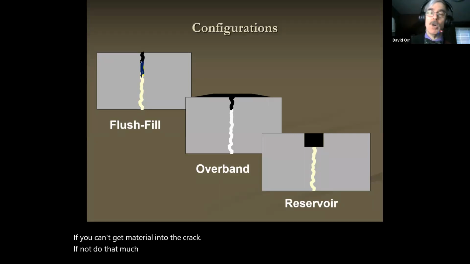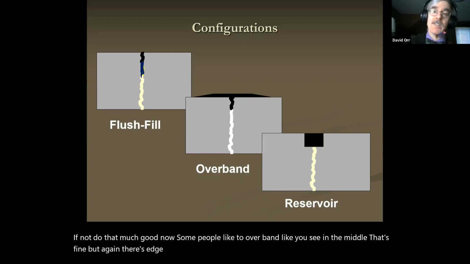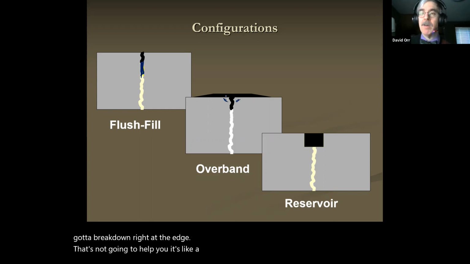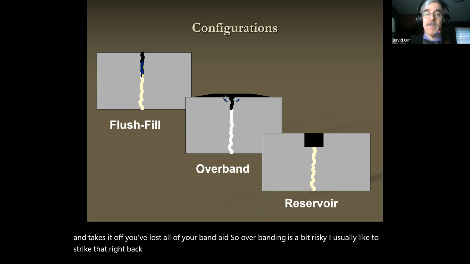Now, some people like to overband like you see in the middle. That's fine. But again, if there's edge deterioration, that's why you're overbanding, because you got a breakdown right at the edge. That's not what's going to help you. It's like a Band-Aid on a big scab. And when the plow comes along and takes that off, you've lost all of your Band-Aid. So overbanding is a bit risky. I usually like to strike that right back off, so you wind up with a flush fill with just a very, very thin skim on the surface. It doesn't get pulled up by the plow.